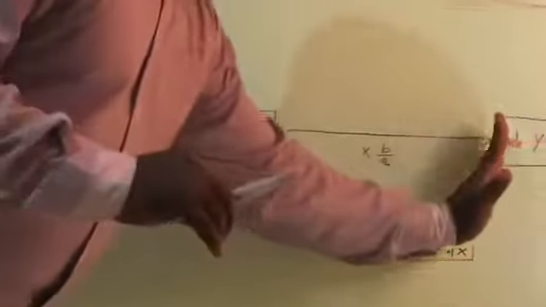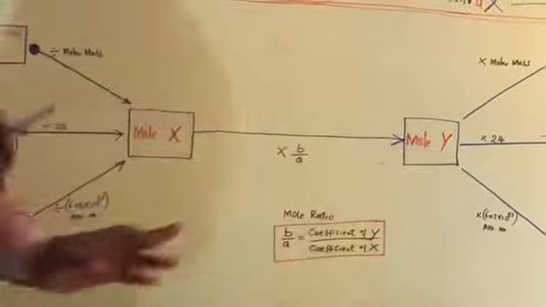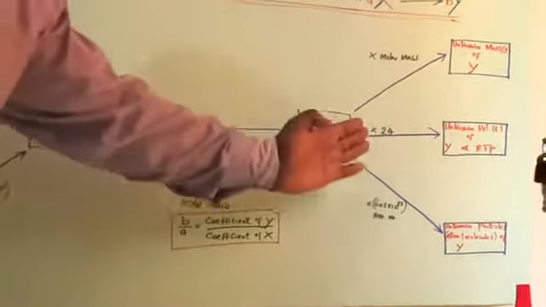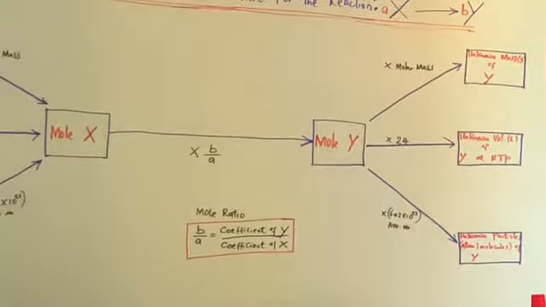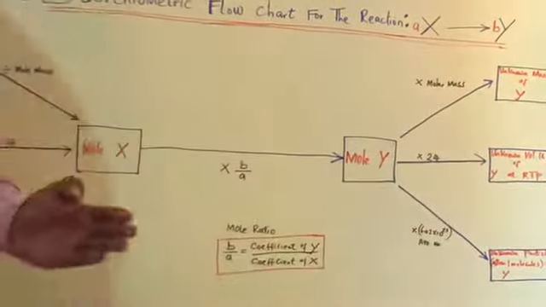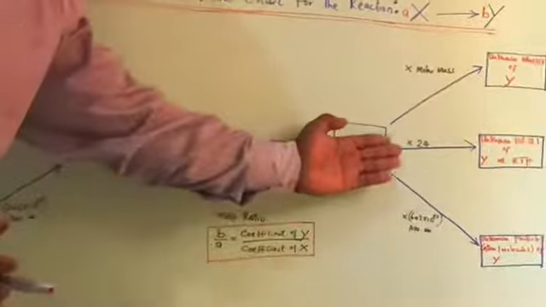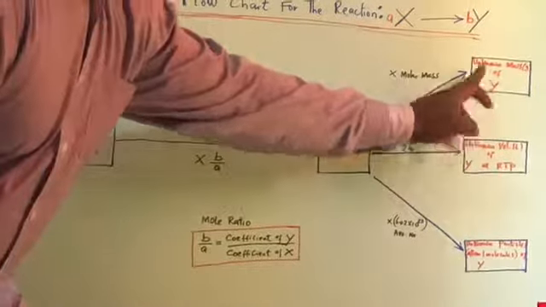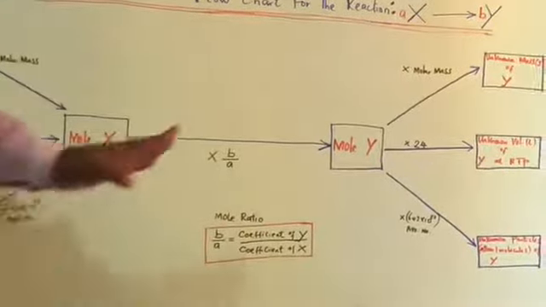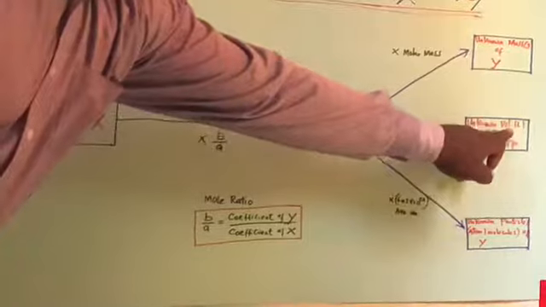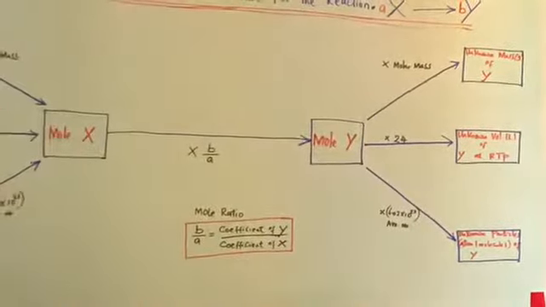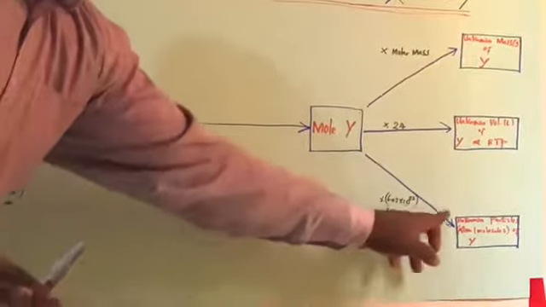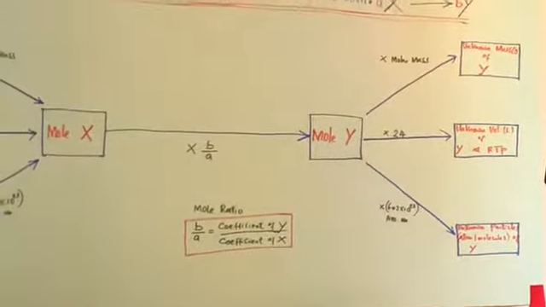Now, from here, at the product side, you may be asked to look for the unknown mass of the product that has been formed as a result of the reaction, or the unknown volume of the product, or the unknown number of particles, atoms, molecules, or ions formed. What you need to do is multiply the number of moles by the molar mass. If you are looking for the volume in liters, you multiply it times 24. If you are looking for the unknown particles, you multiply it times 6.02 times 10 to the 23rd power, which is the Avogadro constant. It gives you the number of unknown particles that are formed.